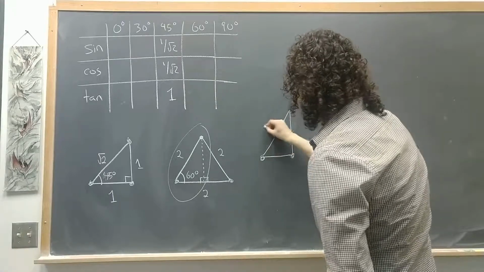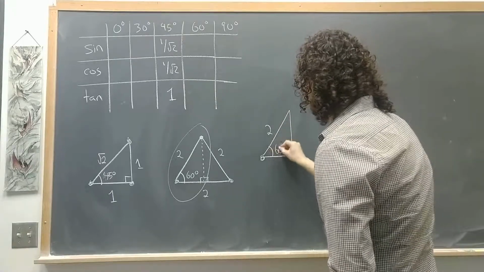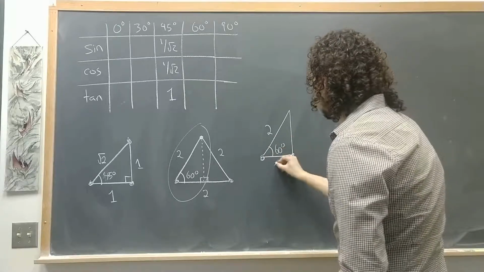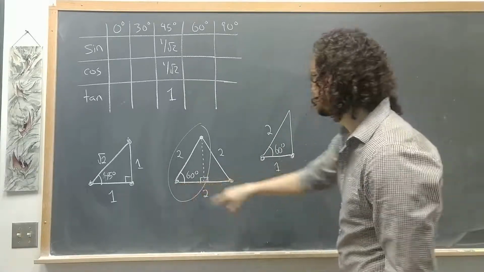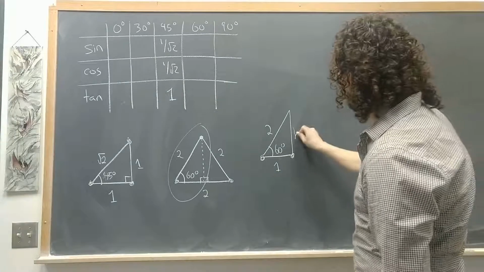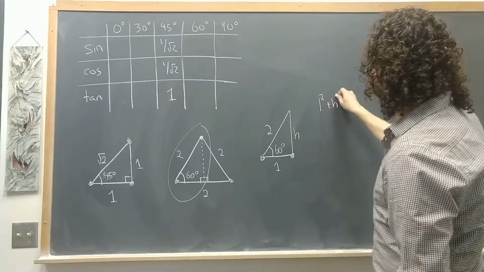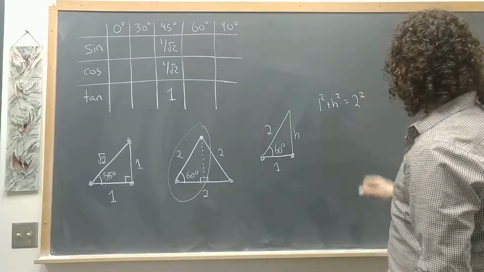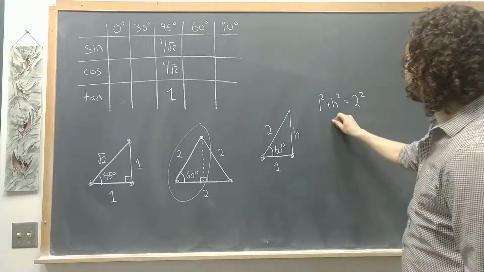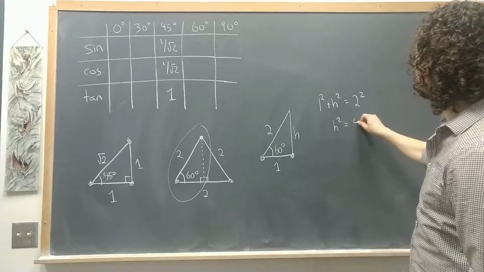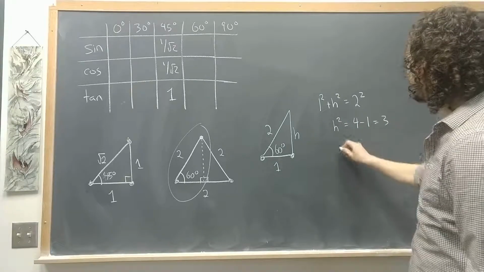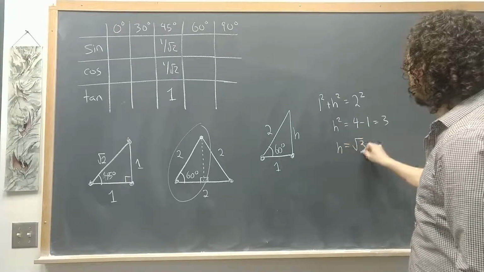What are the side lengths? Well, this one is 2. This is 60 degrees. This length here has to be 1 because it's half of the base. And that tells me that this length, which is h, again by the Pythagorean theorem, I get 1 squared plus h squared equals 2 squared. And that tells me that h squared equals 4 minus 1 equals 3. So h equals the square root of 3.